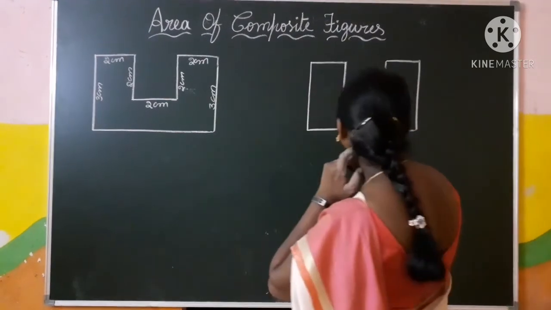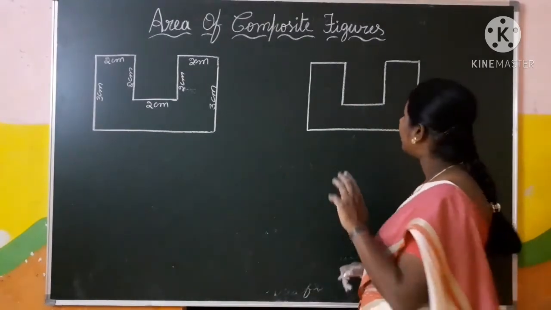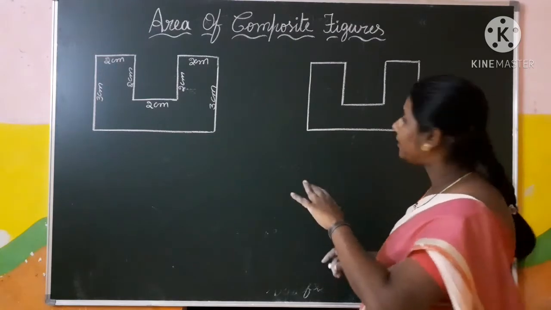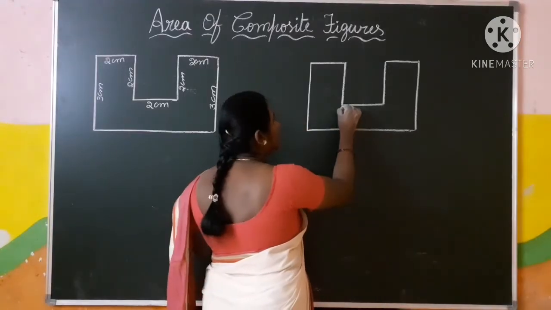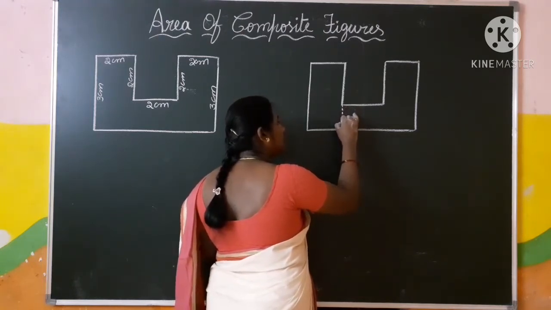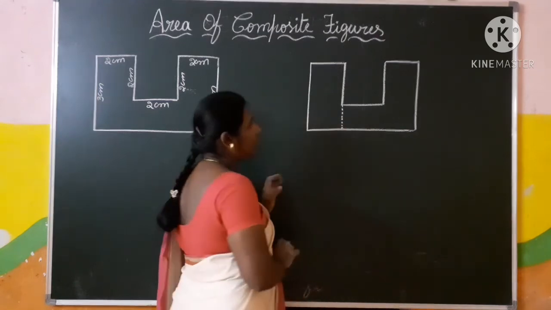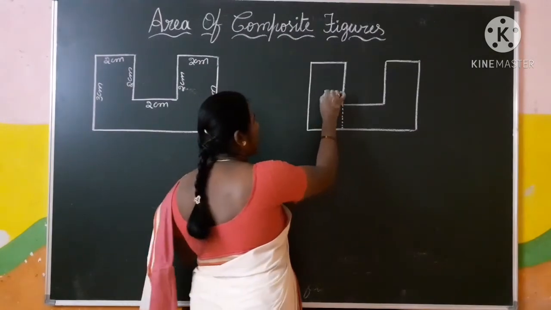So it is the figure. We have to divide this into rectangles and squares. We draw dotted lines, and we can divide this one. If we draw one dotted line here, it makes one rectangle. We call it A.